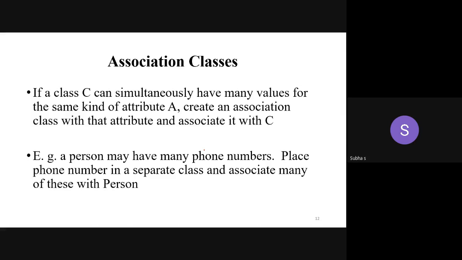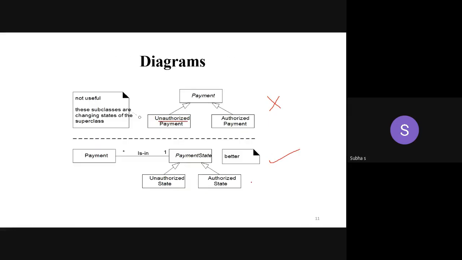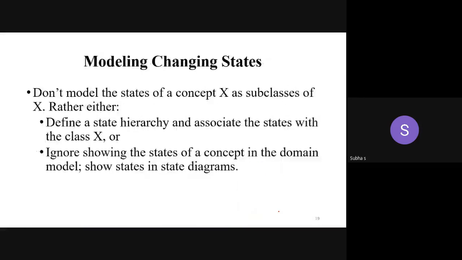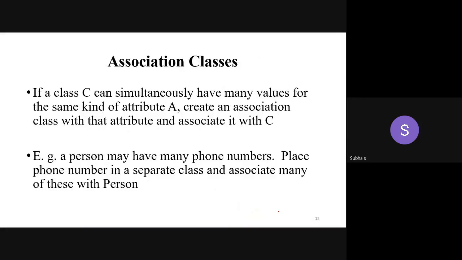Association class. Don't confuse the meaning of association with association class. Normally, association means what? Just this one. This is an association. The kind of association is generalization here. I am just relating one class with another class. So this is association. One class associated to another class, shown by a normal line. That is association. But now we are going to see association classes.